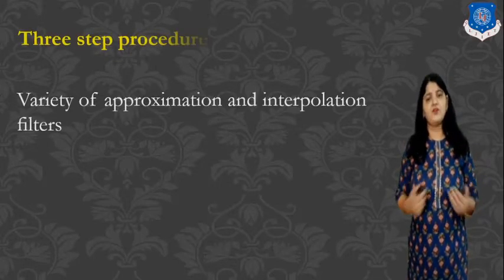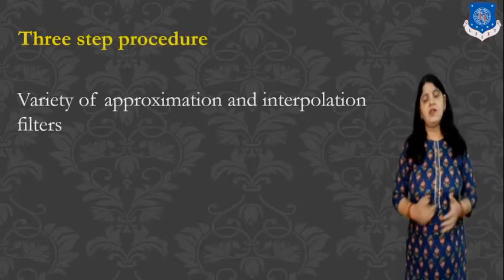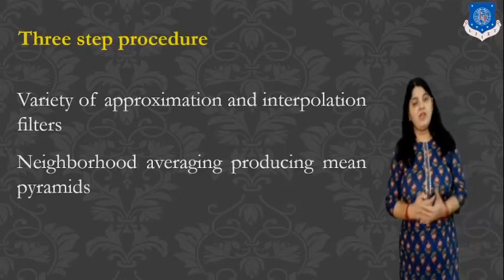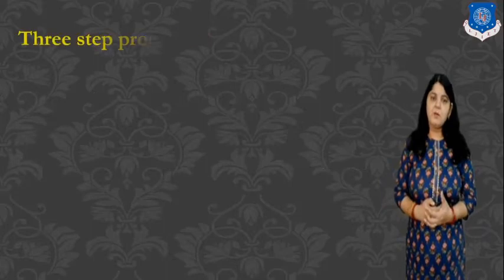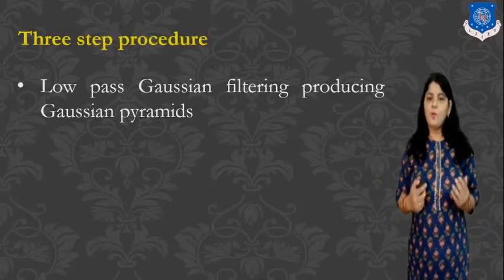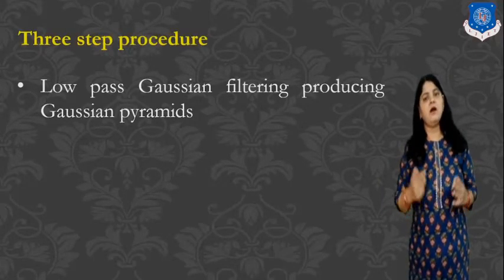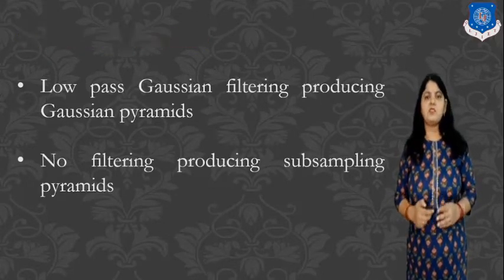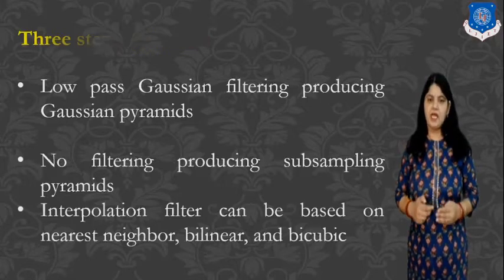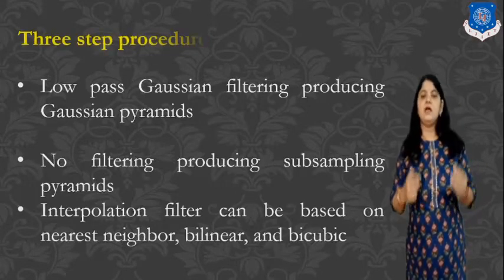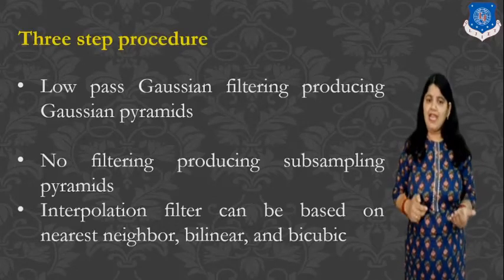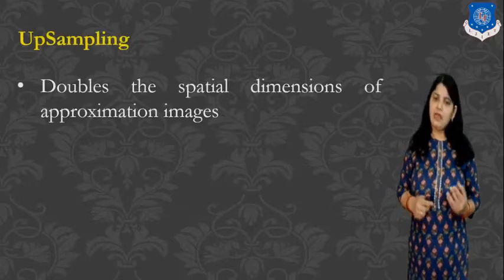So the variety of the approximation and interpolation filters that can be used: neighborhood averaging producing the mean pyramid, low pass Gaussian filtering producing the Gaussian pyramid, no filtering producing the subsampling pyramids, and interpolation filters that can be based on nearest neighbor, bilinear and bicubic. So this way we can do this.